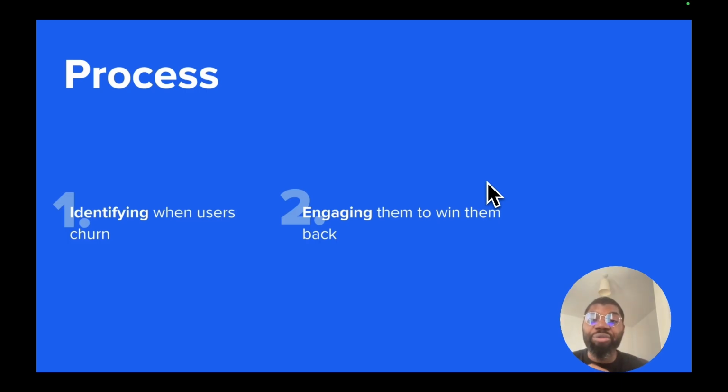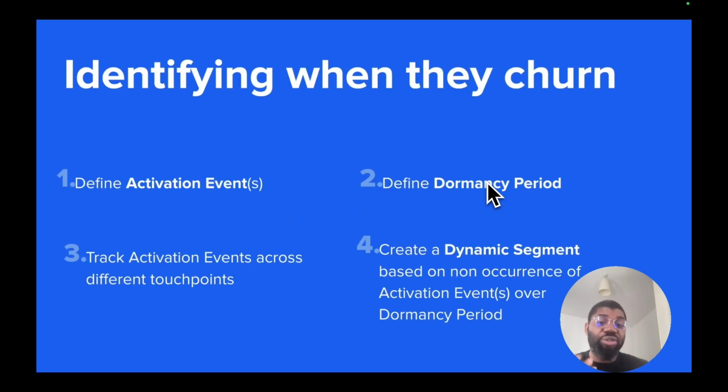How do you design your reactivation automation? There are 2 steps involved here. The first one, of course, is identifying when users churn. For you to be able to engage that churn, you need to even know the users that have churned in the first place. And secondly is engaging them to win them back. We'll talk more about the engagement bits in the next video. In this video, we'll just focus on the identification part. How do you identify users that churn?